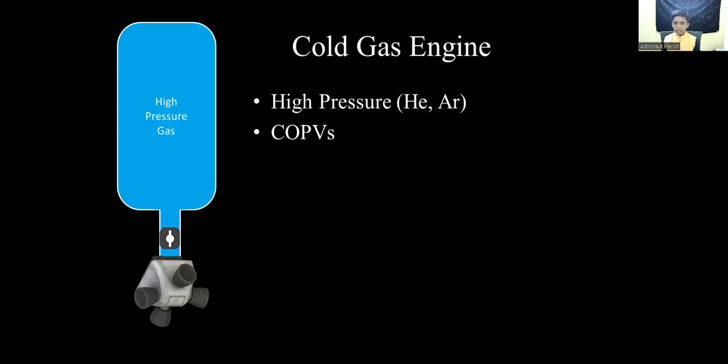Cold gas engine is a type of hybrid engine in which high pressure gases such as helium and argon are used. These gases are stored in composite overwrapped pressure vessels. These are mainly used in reaction control systems or RCS.